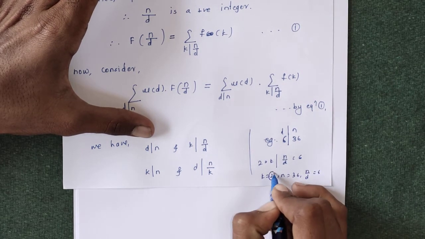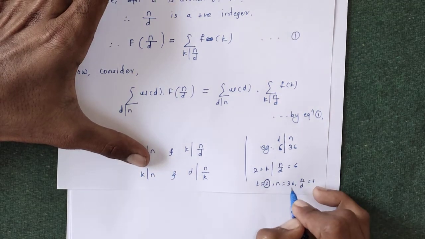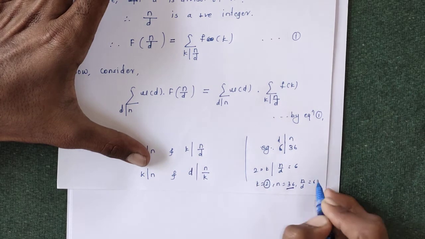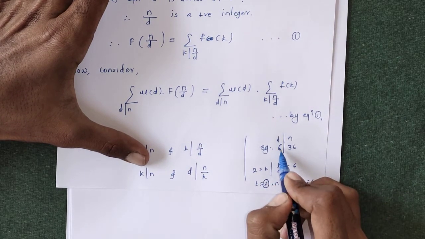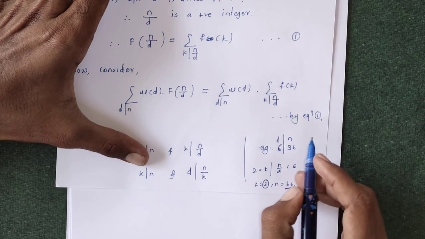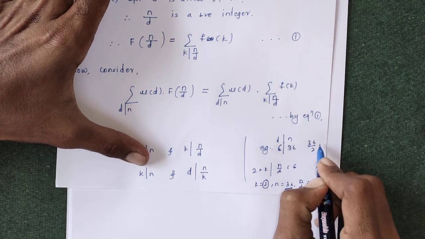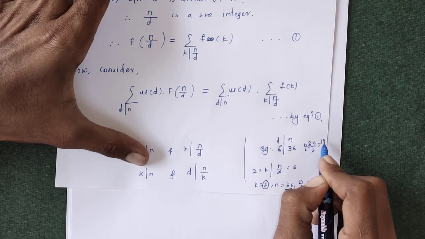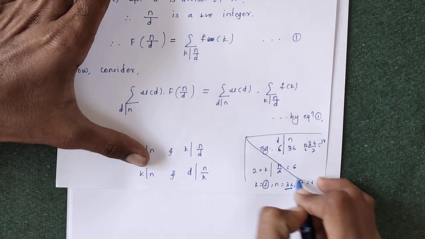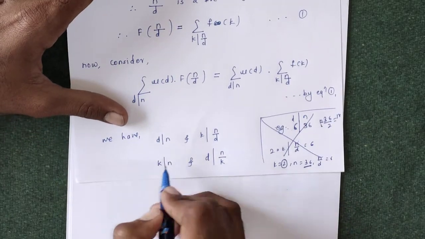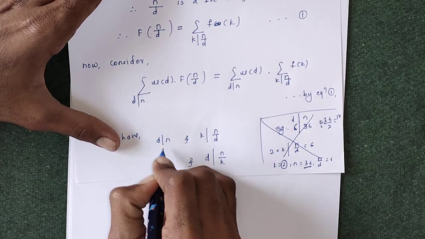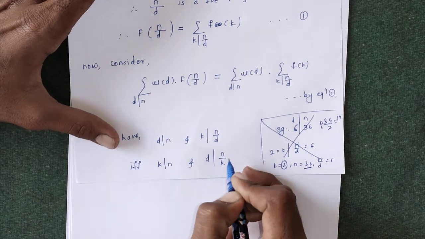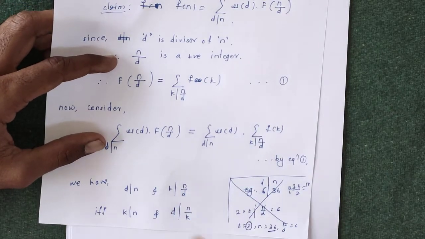Now k divides n means 2 divides 36. 2 is a divisor of 36, and similarly d divides n by k, that is d is 6 and n by k, that is 36 by 2, is 18, and clearly 6 divides 18. So this is a general result, there is no need to write this in your proof. So using this we can write: d divides n and k divides n by d if and only if k divides n and d divides n by k. Just rearranging these numbers we will get this.